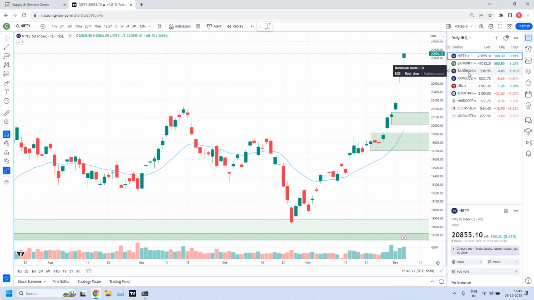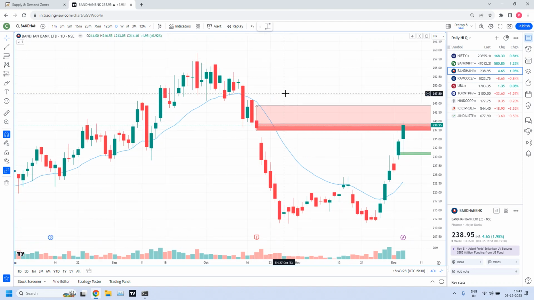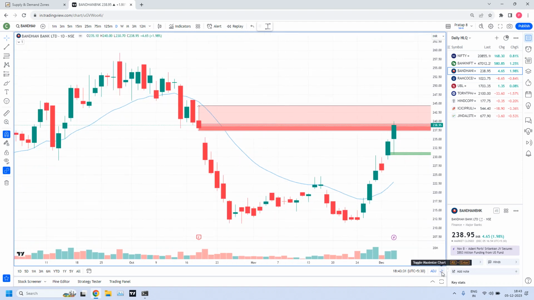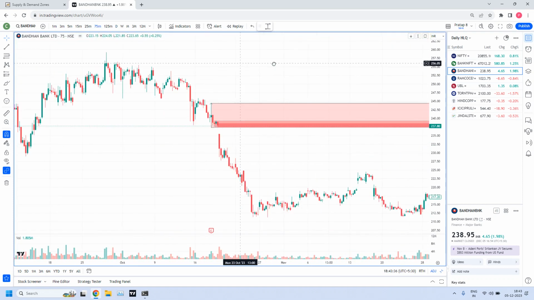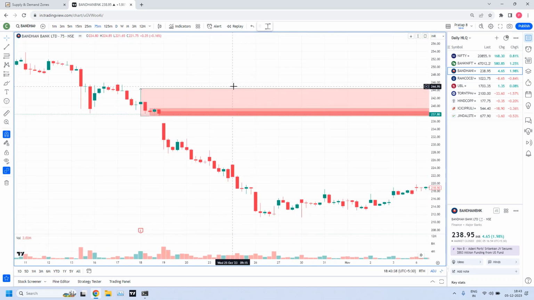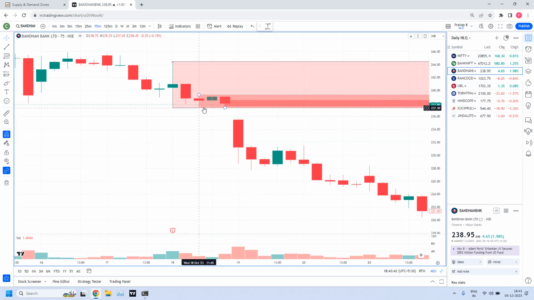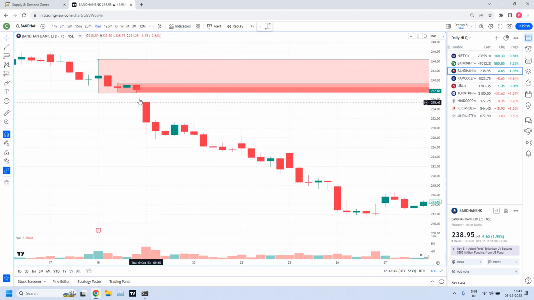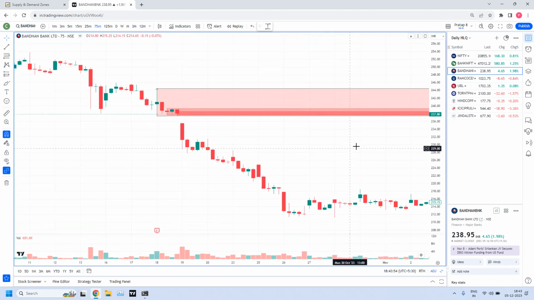The first one is Bandhan Bank. This is a high liquidity supply zone. So we have fine-tuned this high liquidity supply zone with a fresh 75 minutes zone. So we have a drop, 3 base candles and again a drop. And again we fine-tuned with 15 minutes. Again 15 minutes we fine-tuned with 5 minutes.